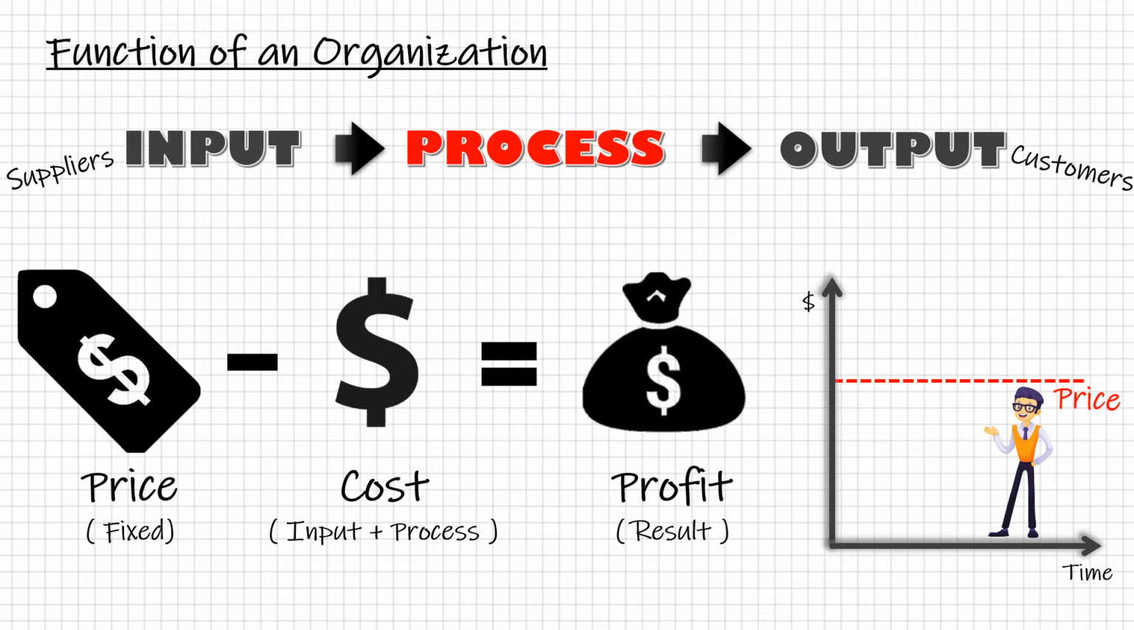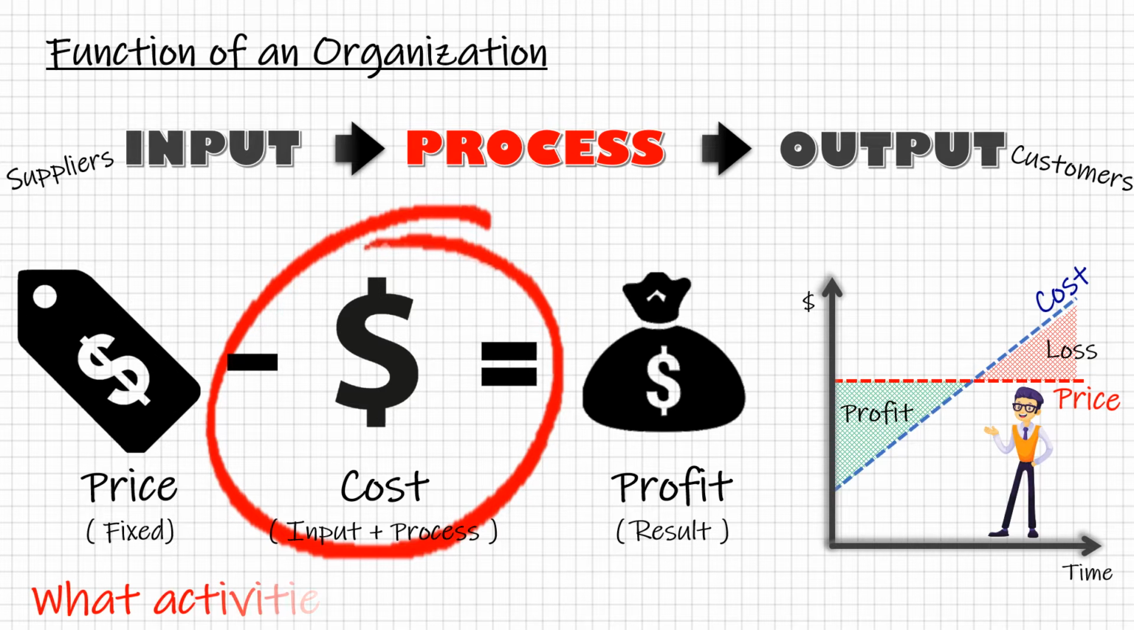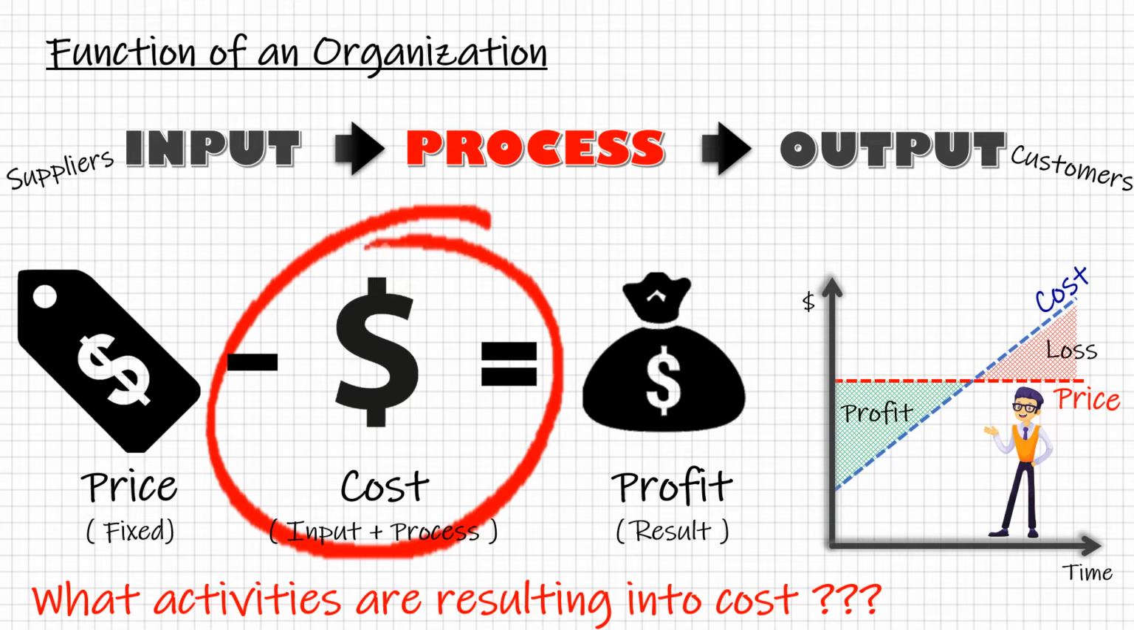That is not the case anymore. Now the price is decided by the customers and the profit is a consequence of my cost. That means if my cost increases, my profit can go down or it can be a loss. So, in order to stay in the game, I have to reduce my cost. That is, I have to reduce the activities I am doing which are resulting in cost.